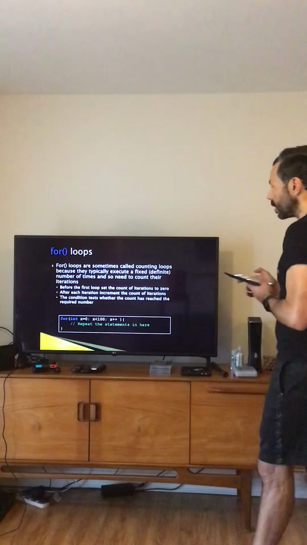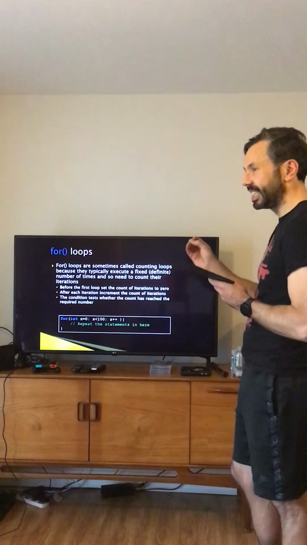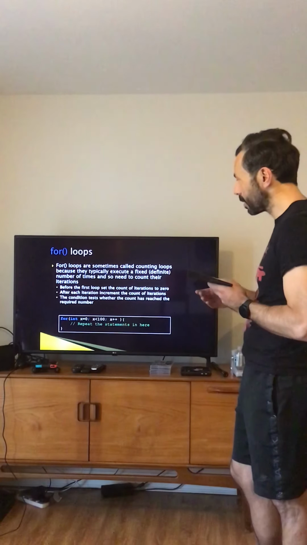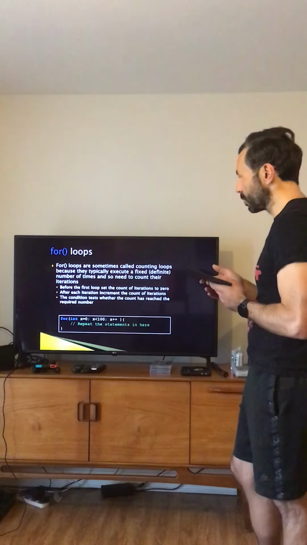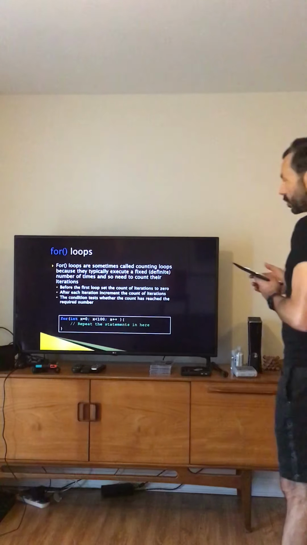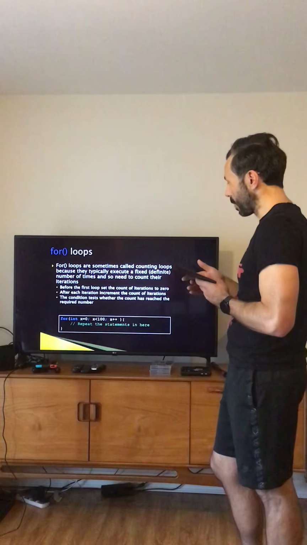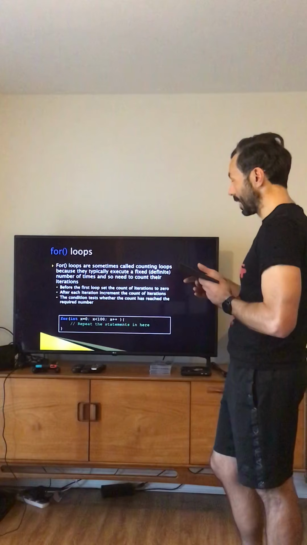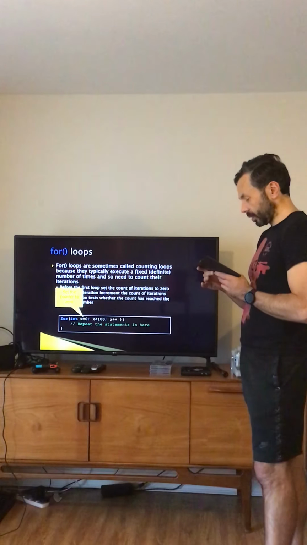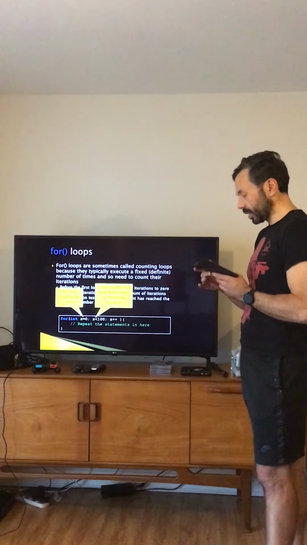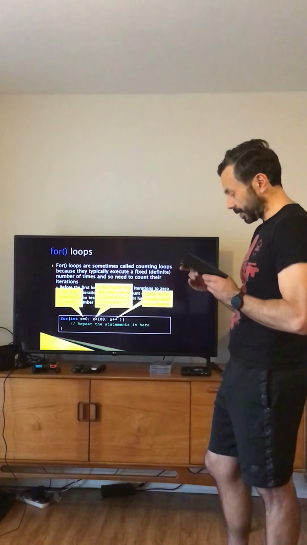So for loops, sometimes called counting loops, because they typically execute a fixed, definite number of times, so they need to count their iterations, okay? So before the first loop, set the count of iterations to 0, you've got to set that, and after each iteration, increment the count of iterations. So the condition tests whether the count has reached the required number. So set the counter to 0. Is the counter less than the number of iterations needed? Yeah. And add 1 to that counter.